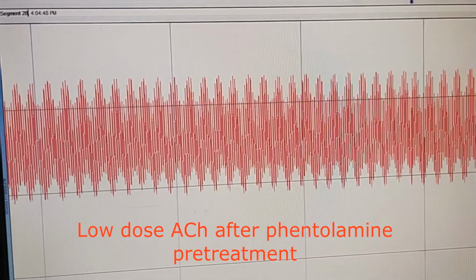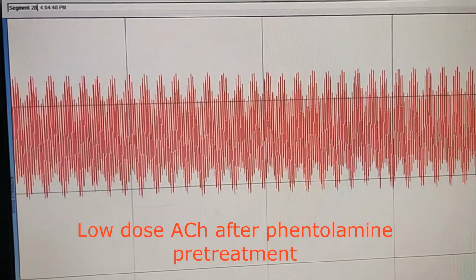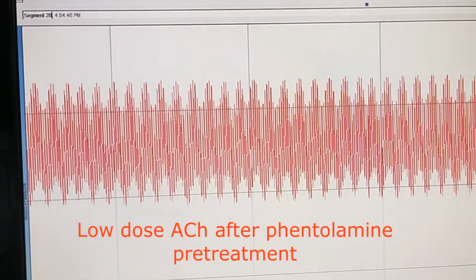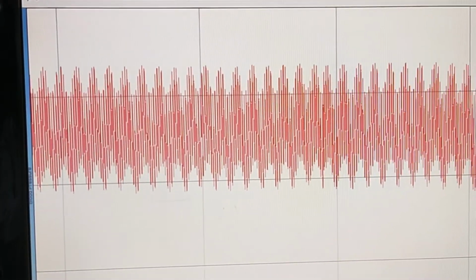So after we do the post-treatment by using the acetylcholine, 0.5 microgram per kg of acetylcholine, you can see that there are no changes happen in the blood pressure of the rats.